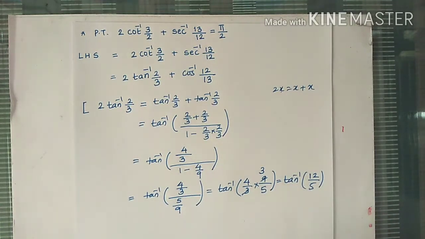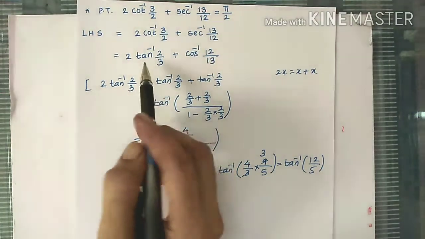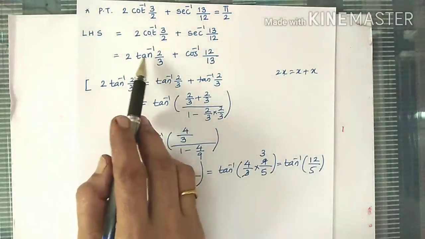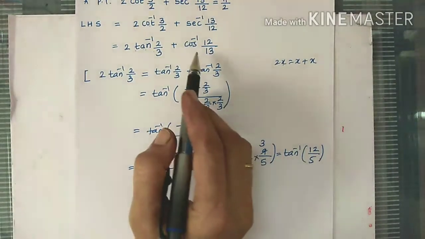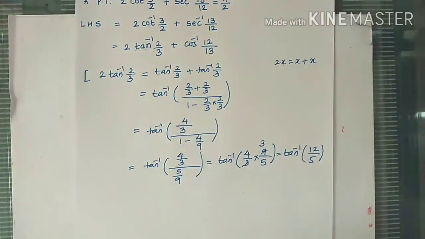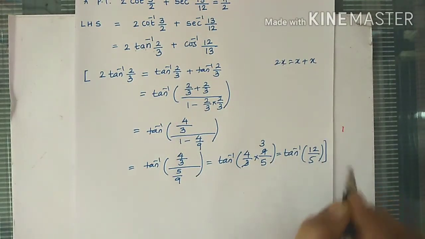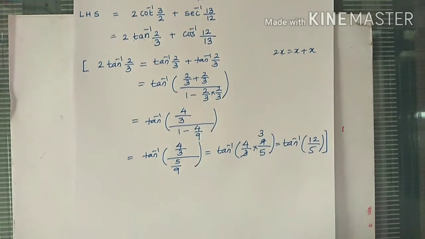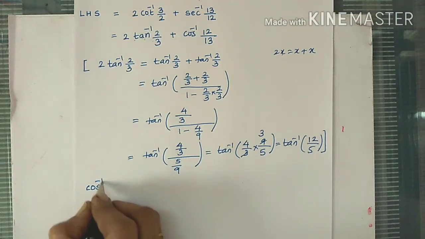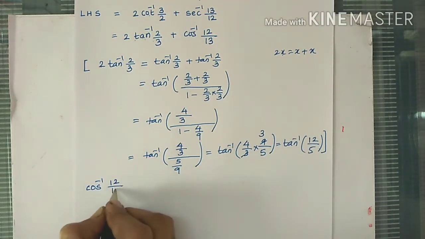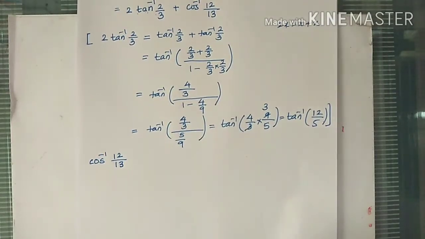So adding the terms tan inverse of 2 by 3 plus tan inverse of 2 by 3, now this is the value of the first term, 2 tan inverse of 2 by 3. Now for the second term also, let's convert this term into tan inverse. Now how to do that? The second term is cos inverse of 12 by 13. We want the term as tan inverse of some number.